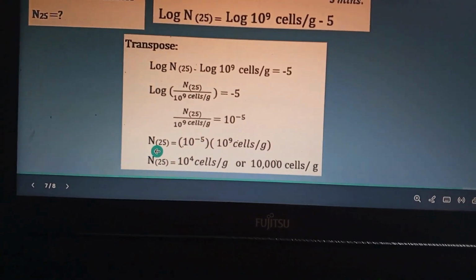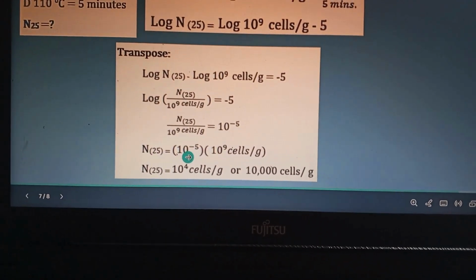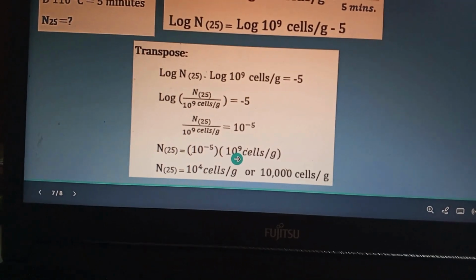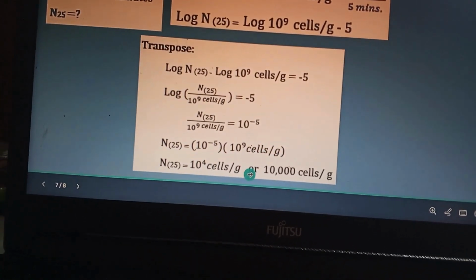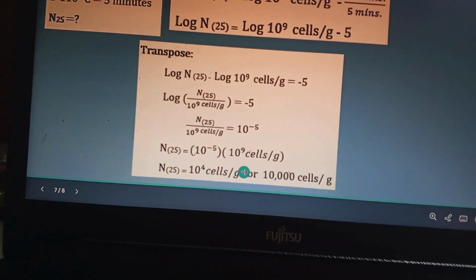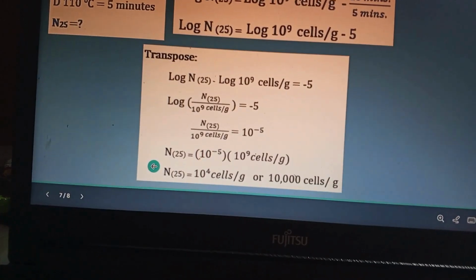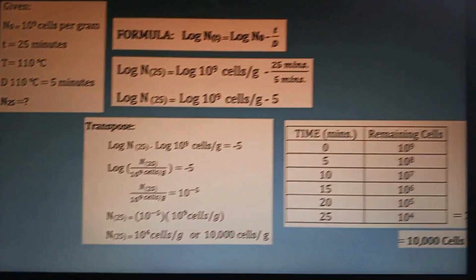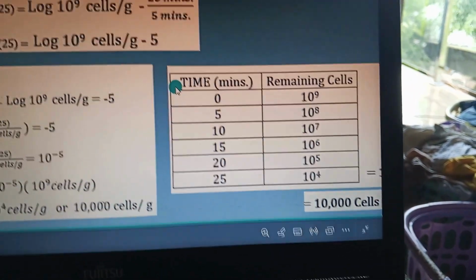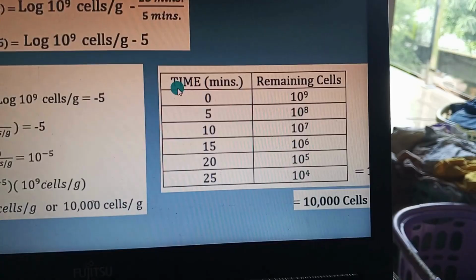To get the N25, multiply 10 to the power of negative 5 times 10 to the power of 9 cells per gram. Then the result is 10 to the power of 4 cells, or 10,000 cells per gram, which is the count after 25 minutes.